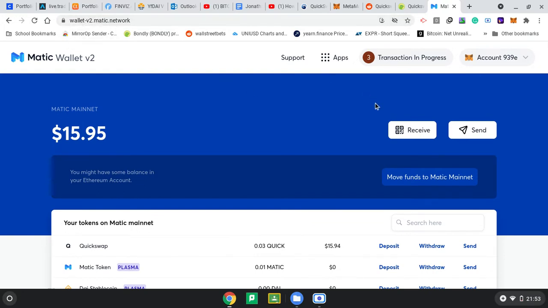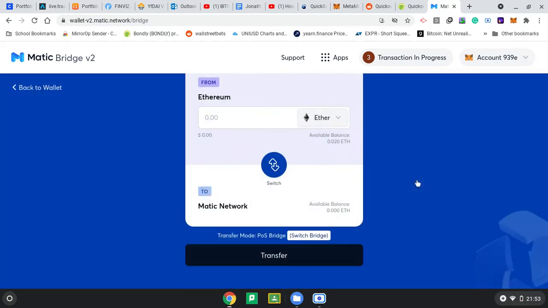Because we're trying to bridge from, remember, some tokens can't talk to each other. Bitcoin can't talk to Ethereum. Ethereum can't talk to Bitcoin. There are different blockchains. MATIC can't talk to Ethereum, different blockchains. So the way to bridge is by transferring this Ethereum, I'm going to swap it to wrapped Ether that can communicate with the MATIC blockchain system. So move funds to MATIC main network.